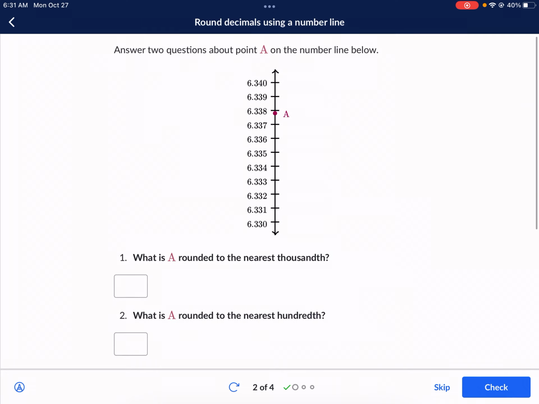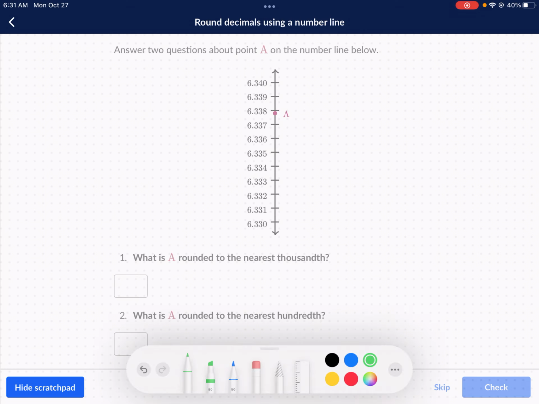Let's do 3 more of these. Okay, so answer 2 questions about point A on the number line below. So point A, you can see that you're rounding to the thousandths here. That's the thousandths place, and we have A right there. You can see it's almost touching this 6.338. What is A rounded to the nearest thousandth? Okay, so again, this actual number, let me erase it because I kind of drew on the line. There we go. This actual number is probably like 6.338, we'll call it 5.